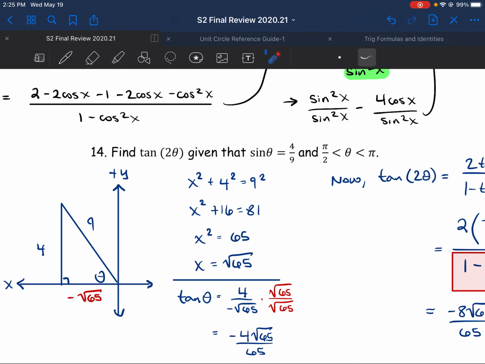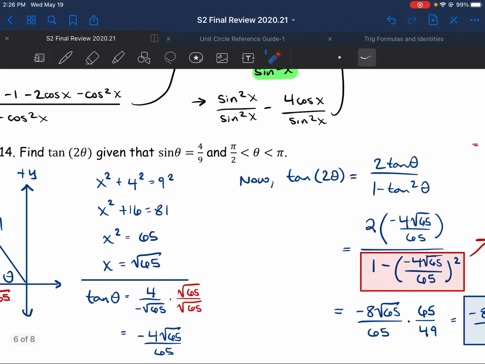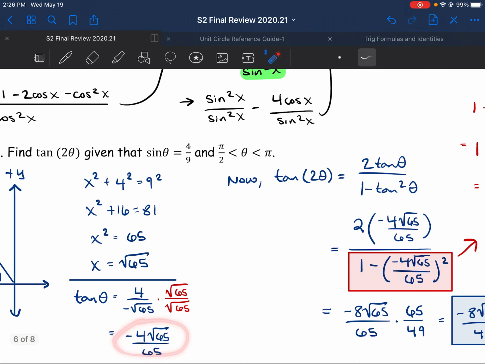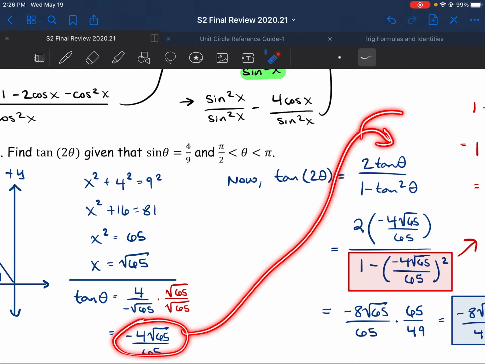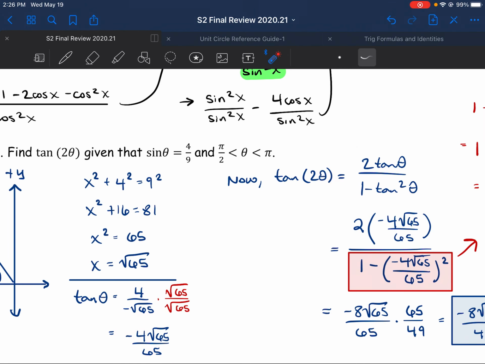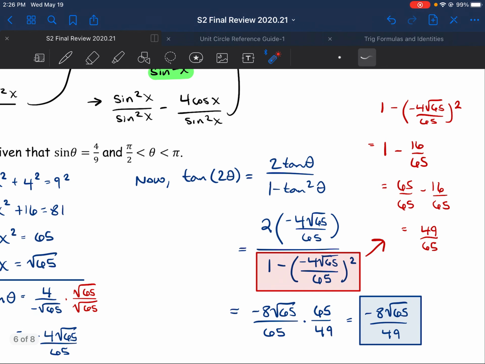So multiply top and bottom by square root of 65 to get the square root out of the denominator, and we get that the tangent of theta is negative 4 square root of 65 over 65. And now let's take this and plug it in for tangent theta in these two locations. All right, so applying the formula, 2 tangent theta divided by 1 minus tangent squared, so that's 2 times negative 4 root 65 over 65 divided by 1 minus negative 4 root 65 over 65 squared.